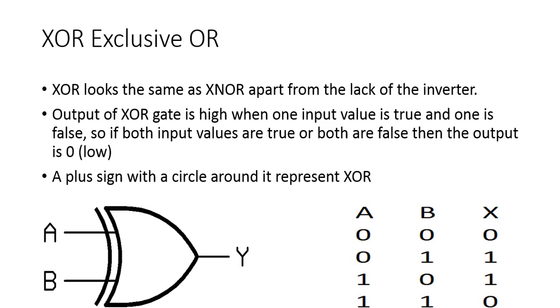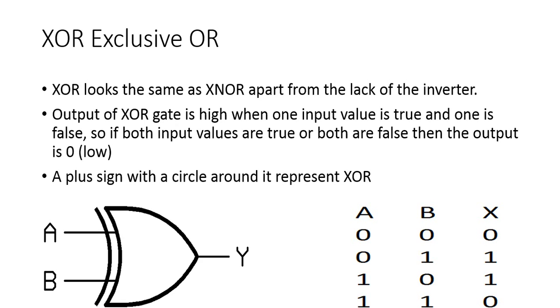I'll switch to the XOR gate first. XOR looks the same as XNOR, apart from the lack of the inverter, the little circle, on the output. The output of the XOR gate is high when one input value is true and the other is false. So if both input values are the same, i.e. both 0 or both 1, then the output is false, which is 0. A plus sign with a circle around it represents XOR. And there we go, if both input values are 0, then the output will always be 0.